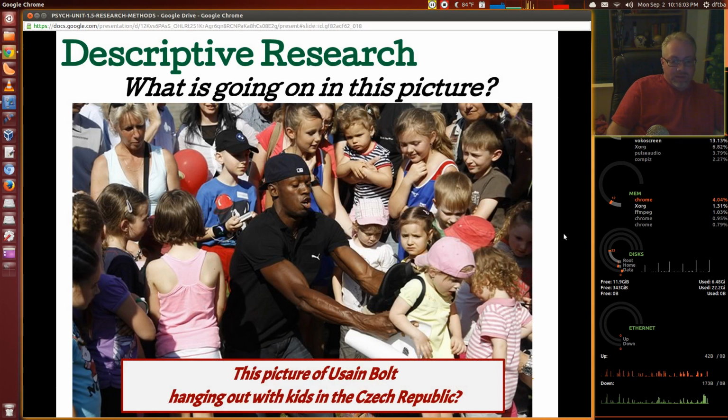This is a picture of Usain Bolt hanging out with kids in the Czech Republic. So, if you said that this is a picture of American kids, well, it's not American at all. These aren't Americans in any way, and Usain Bolt isn't American either. Some persons might come into this picture with some preconceived notions, and they may see someone's skin color or skin tone and associate, of course, African American males with some sort of violence. I'm just reading into this as to what someone might think.